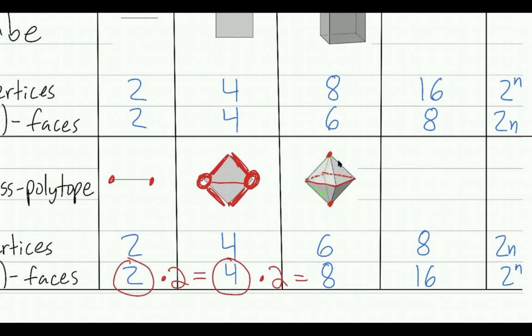And that process, you can just keep going. If you keep multiplying the number of faces in one dimension by 2, you get the number of faces in the next. And that's why we have 2 to the n faces in dimension n. Questions?